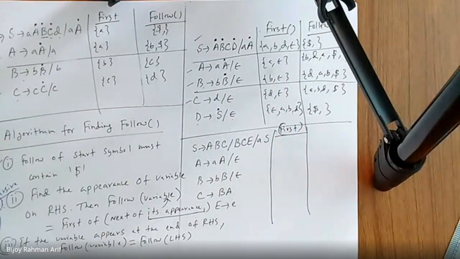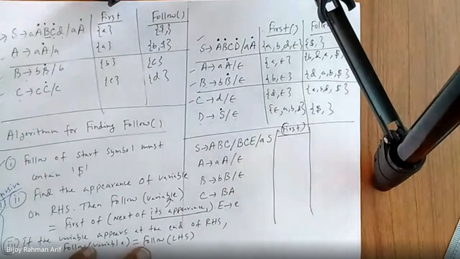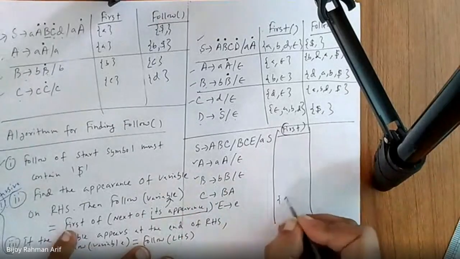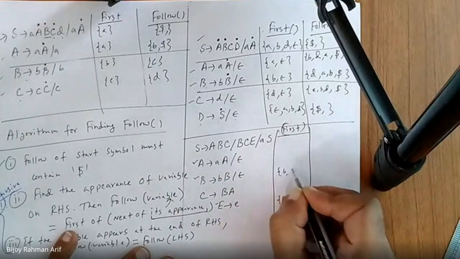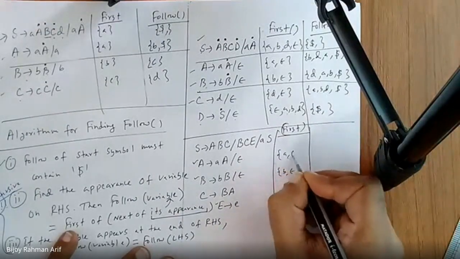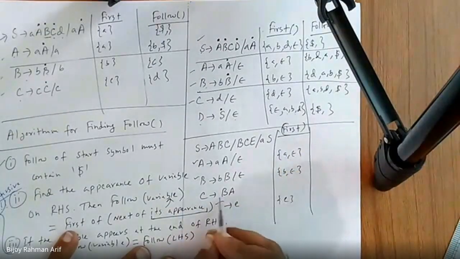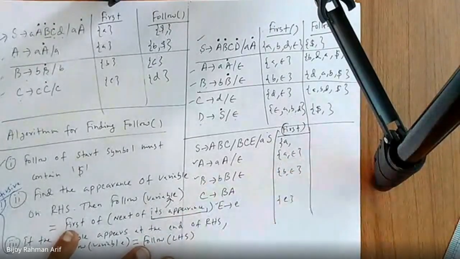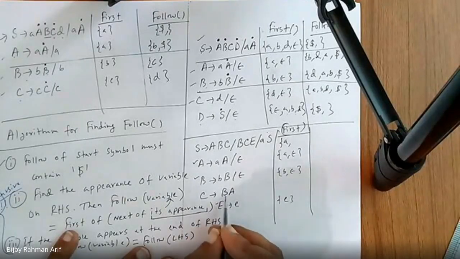Yes, sir. Which one am I going to take first? This one, and this one. So it is nothing but E. This is nothing but B or epsilon. This is nothing but A or epsilon. Right? Now this one is complicated. This part is easy. A. So what would be this one? First of C is nothing but first of B.